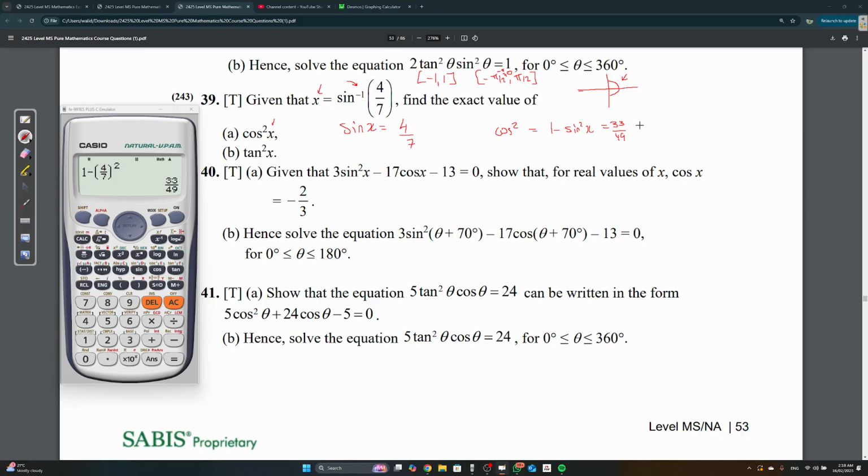Sine squared over cosine squared. Yeah, tan squared is just going to be sine squared over cosine squared, right? So it's going to be 4 over 7 squared over cosine squared, which is 33 over 49 squared. You get 784 over 1089. I have a huge feeling this is wrong, but let's take a look.